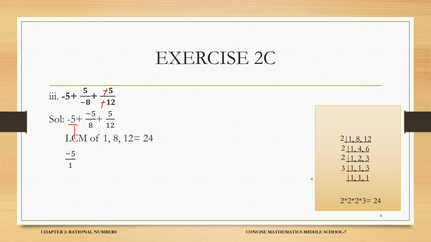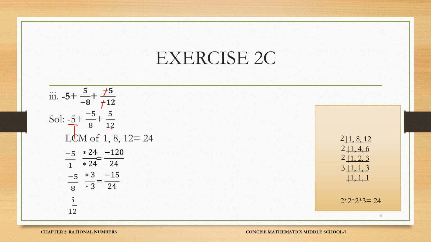5 by 1, and this 1 should be multiplied with 24 to get 24, right? So minus into plus is minus, 24 into 5 is 120. 1 into 24 is 24. Now just take the second rational number, minus 5 by 8, and 8 should be multiplied with 3. 8 3s are 24. Minus into plus is minus, 5 3s are 15. So minus 15 by 24.